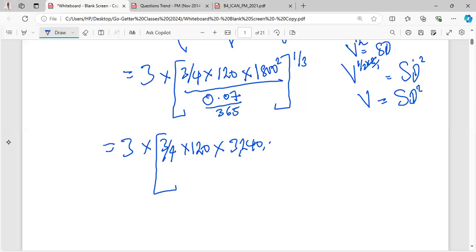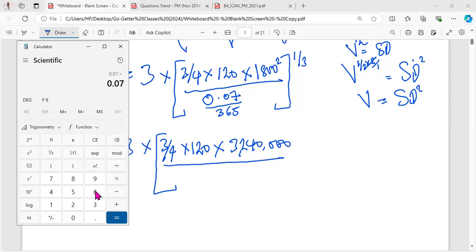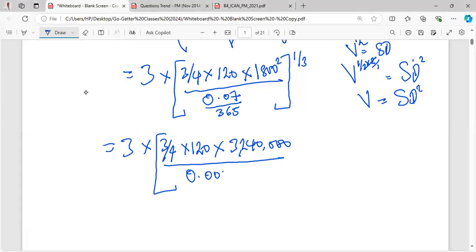3240,000. Now divided by, now let's have 0.07 divided by 365. This whole thing, we'll leave it like this, but for us to have this -4 here, it means there must be 4 zeros before all of this. So it means this is 0.000. So how many zeros is there? 1, 2, 3, 4. There is 1 before the zero, for the point, and 3 more zeros follows.